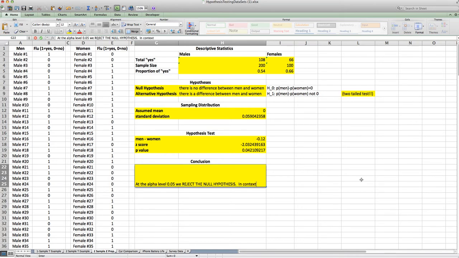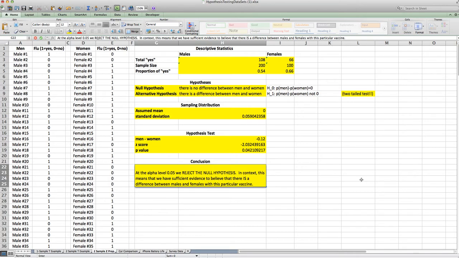In context, this means that we have sufficient evidence to believe that there is a difference between males and females with this particular vaccine.